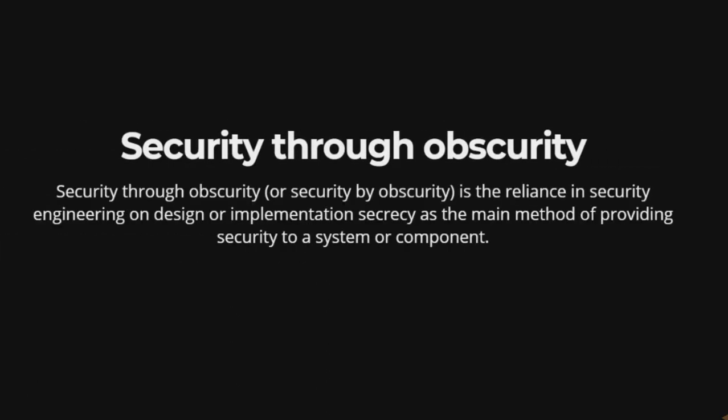Security through obscurity. Security through obscurity, or security by obscurity, is the reliance in security engineering on design or implementation secrecy as the main method of providing security to a system or component.